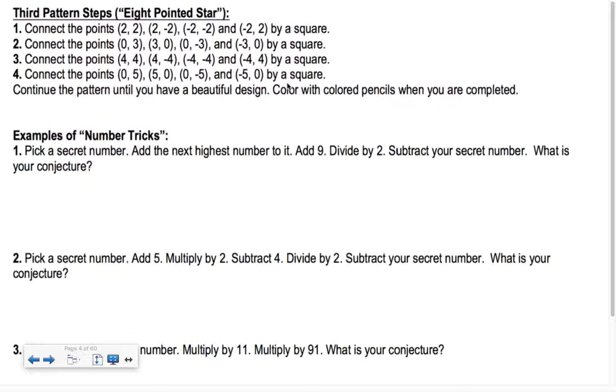So I want you to go through the steps. You're going to add the next highest number to it. So if you had like 343, you'd add 344. Then you're going to divide by 2. Oh wait, hang on, did I skip a step? Okay, so add the next highest number to it, add 9, and then divide by 2. Subtract your secret number, and it says, what is your conjecture?